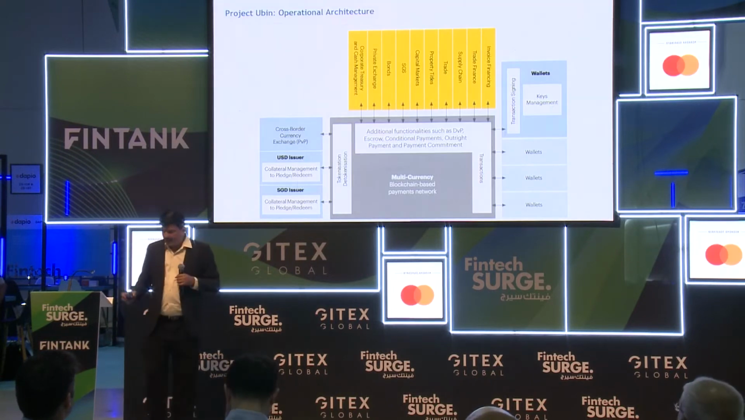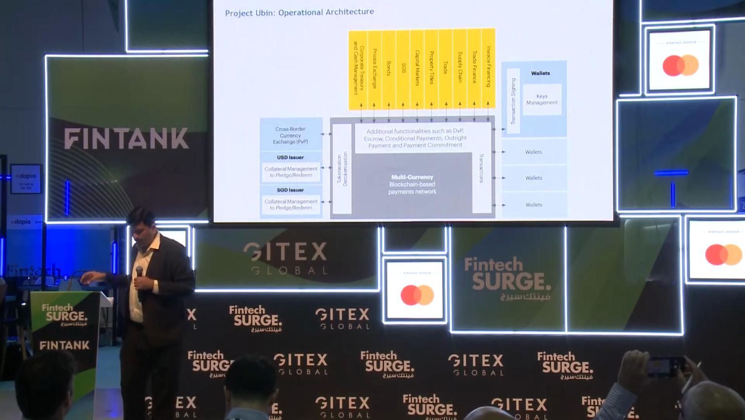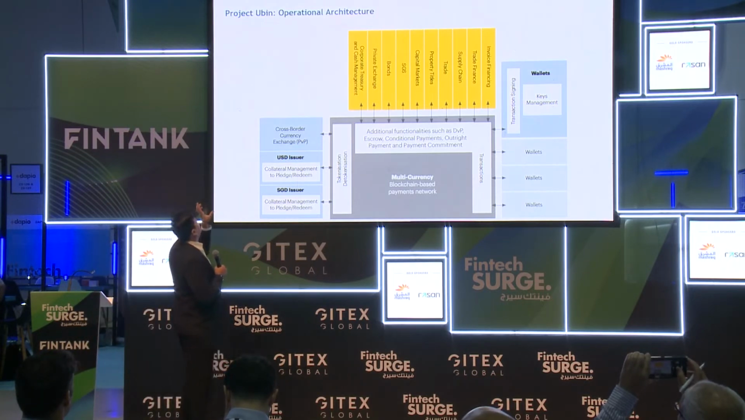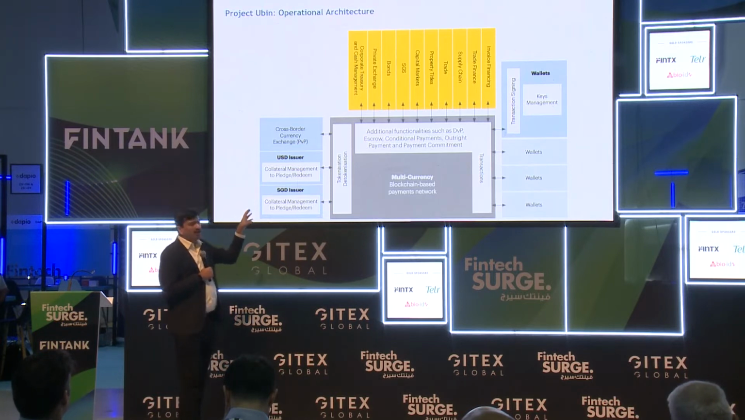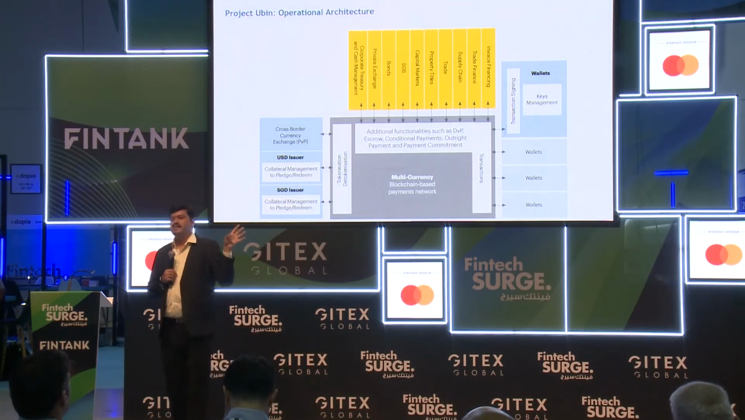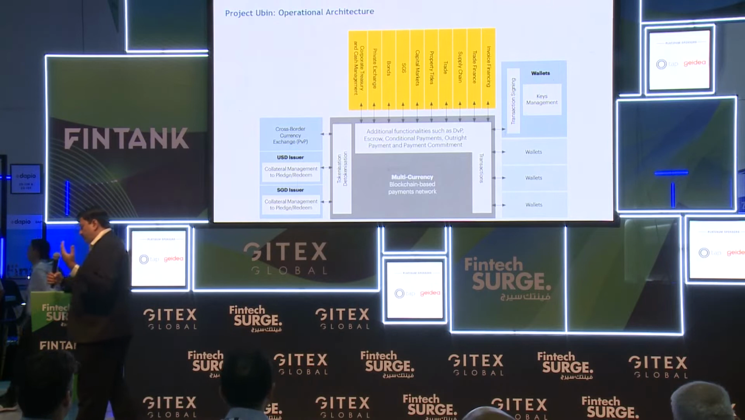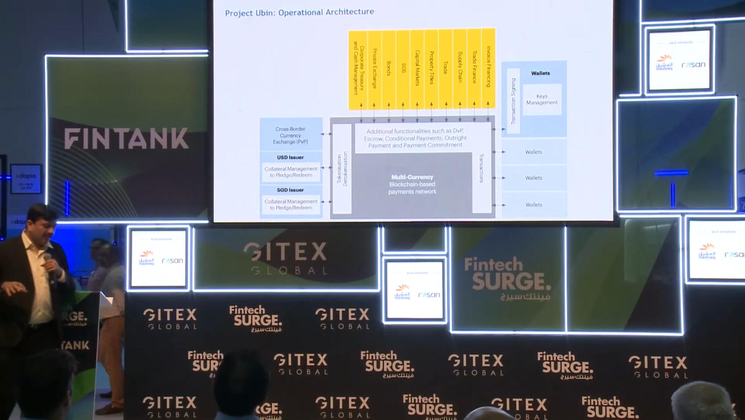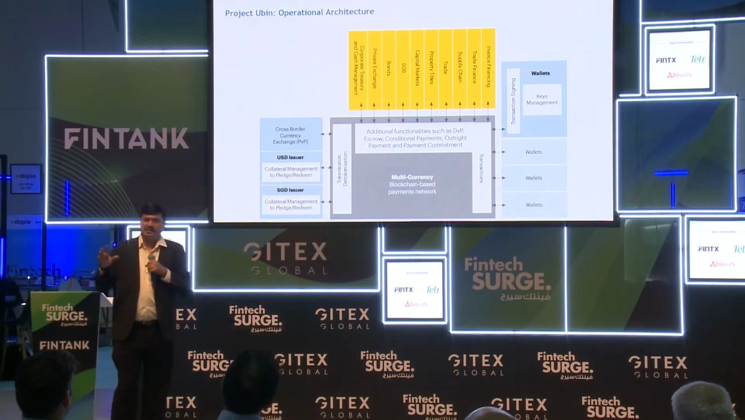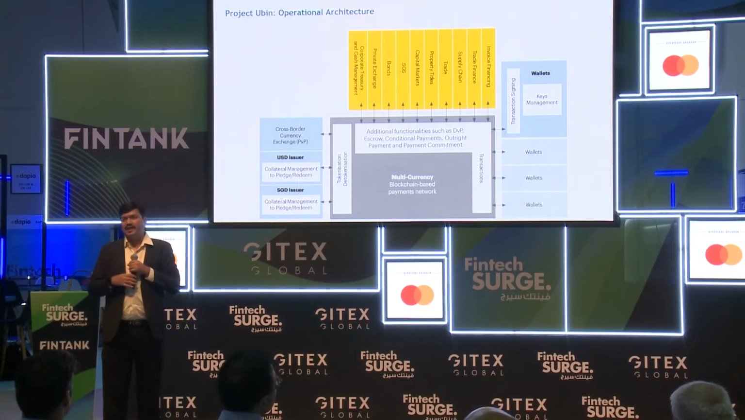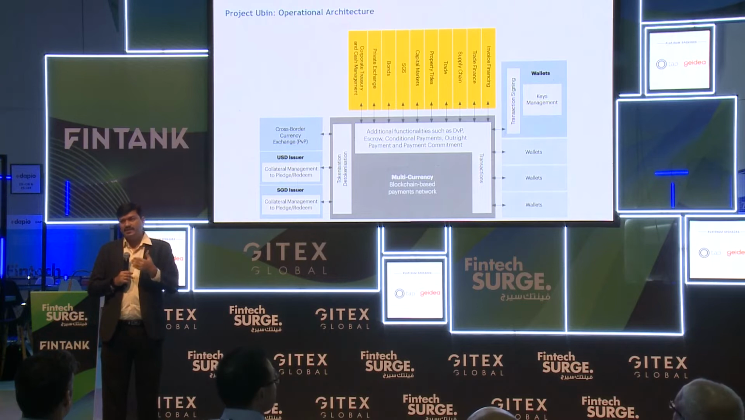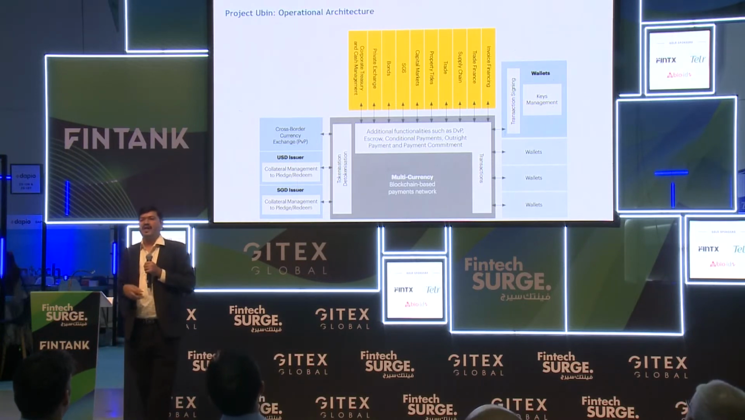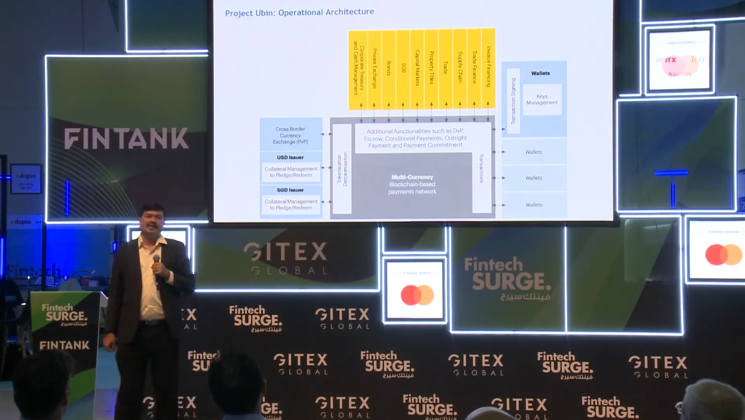Next, this is the case study that I want to discuss about, Project Ubin. Now, this is the complete operational architecture. This is how a typical wholesale CBDC may look. And why I'm showing you Project Ubin is because this was in association with BIS and multiple different countries were involved in that. Even multiple different financial institutions were involved. So this becomes a blueprint for people to look at when it comes to the operational architecture.